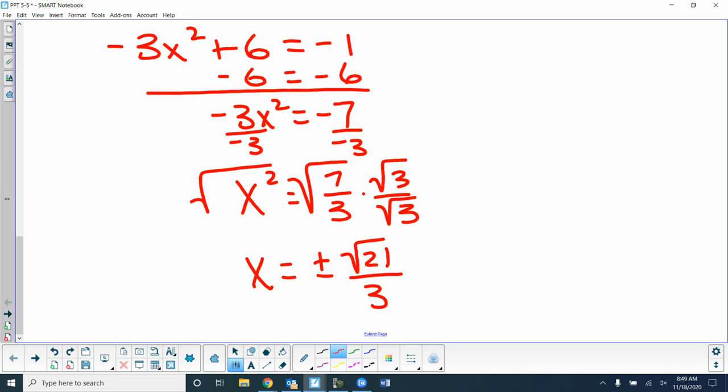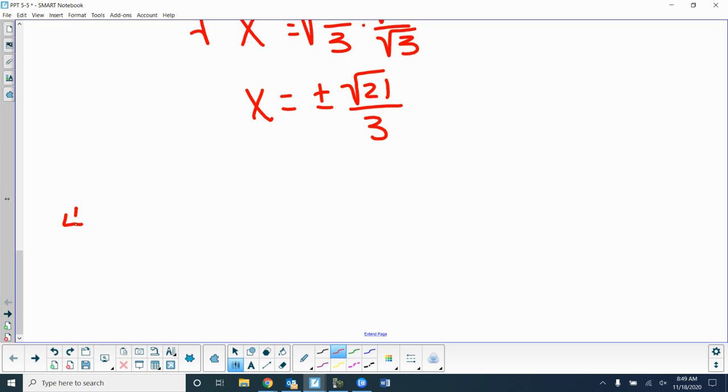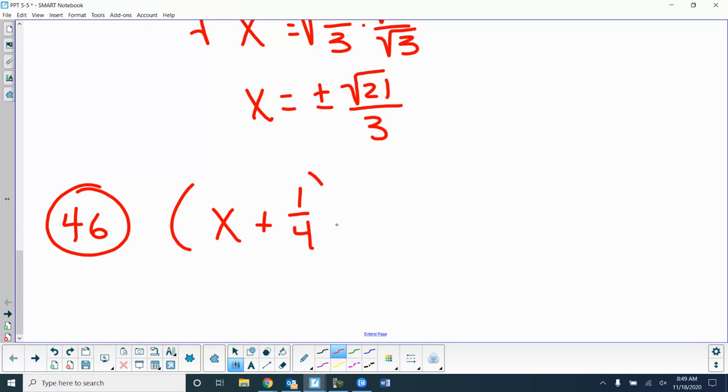So we're going to do some simplifying of radicals. Number 46, a lot of you had a question mark for this one. This isn't bad at all. Was it 46? Was it plus 1/4? Minus 9/16? So what do I do with the 9/16?